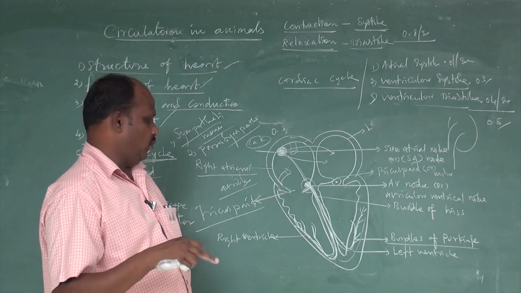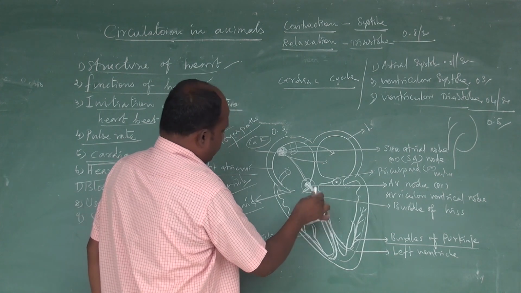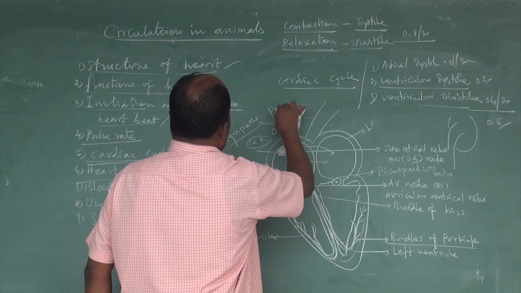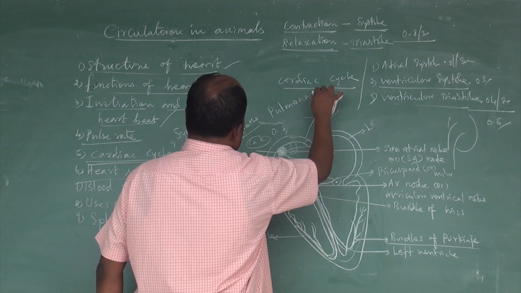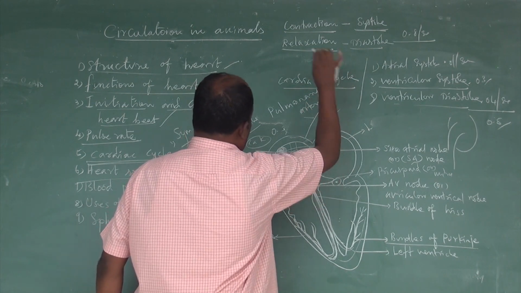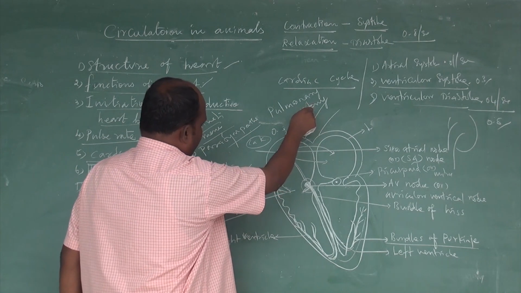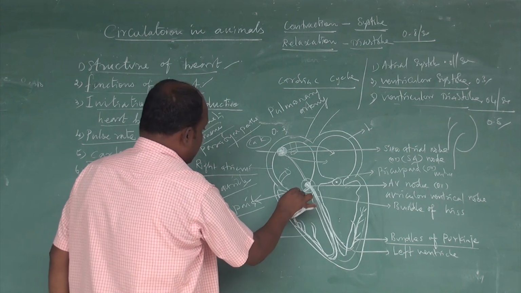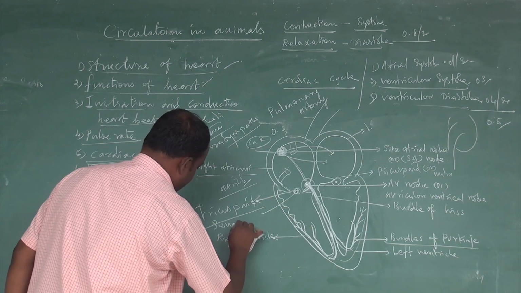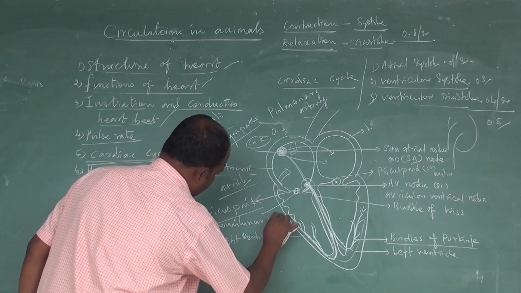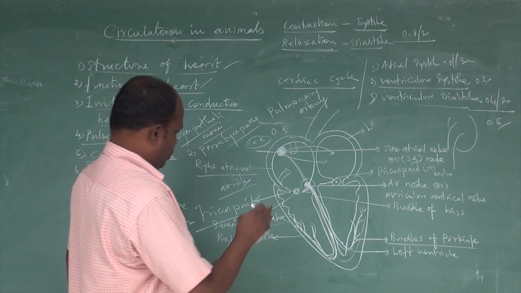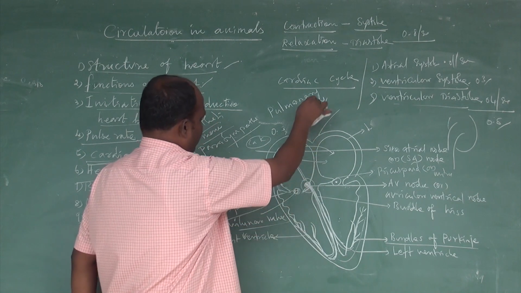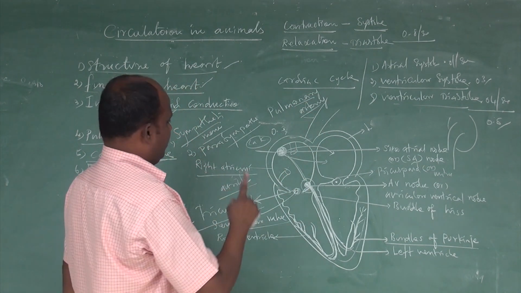Another one: from the right ventricle develops one major blood vessel, the pulmonary artery. Between the pulmonary artery and the right ventricle there is one major valve, called semilunar valve number 1. The pulmonary artery is otherwise called the pulmonary trunk, and it has valve number 1.